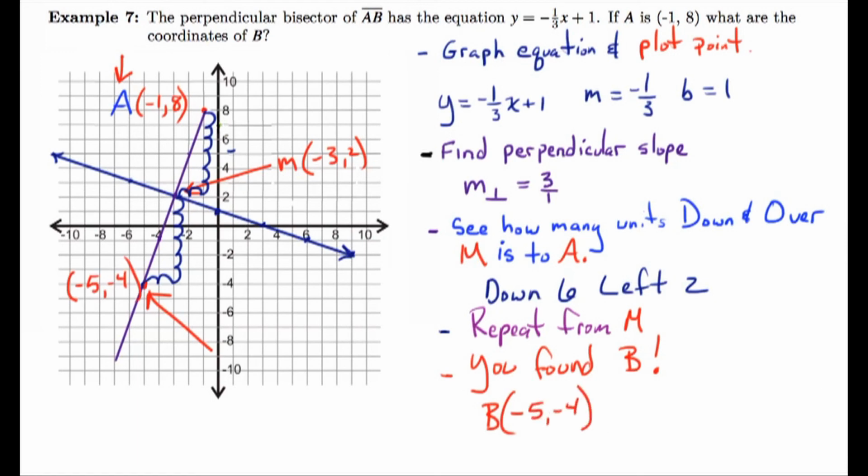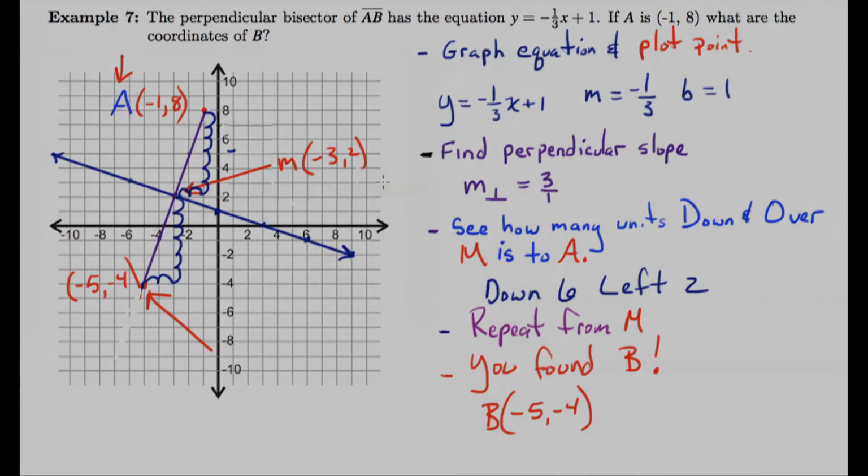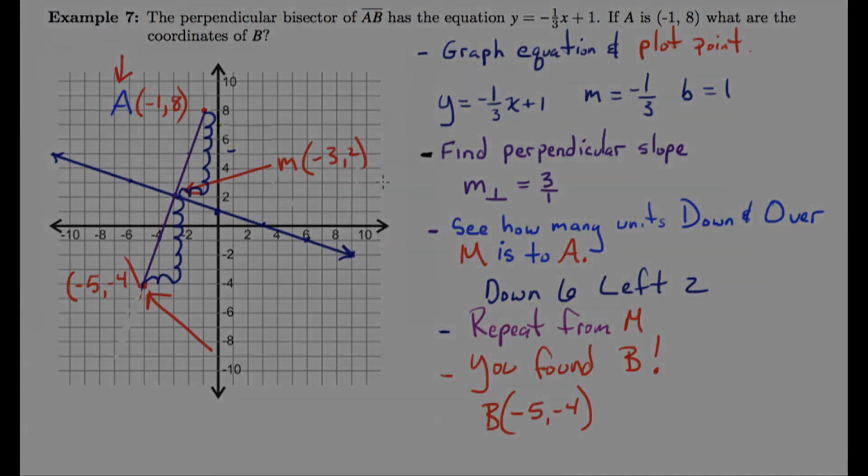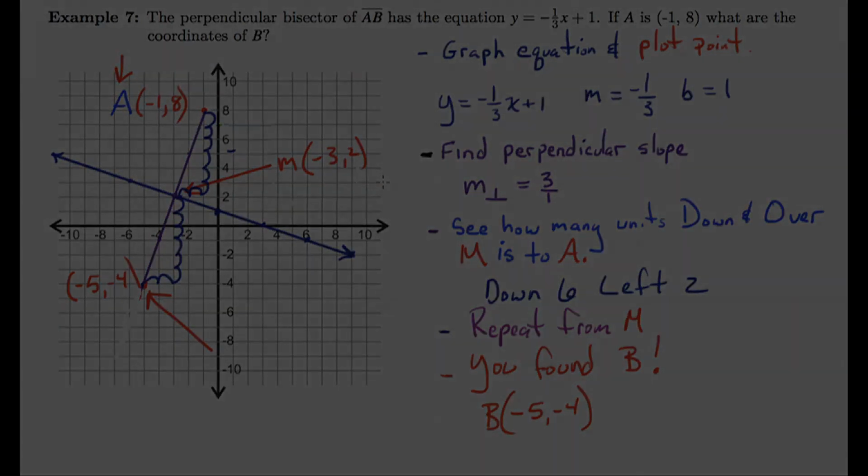And then we repeat from M until we hit the line again, down 6, left 2. And we get -5, -4. So this would be the other endpoint. It's equidistant from M as A is from M, and that's B. All right, try the practice set.